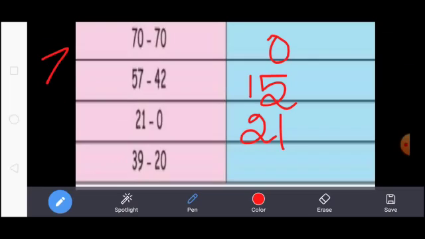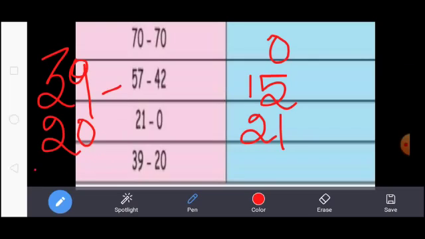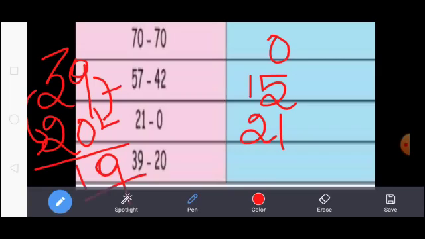Next one, 39 minus 20. First you do subtraction in ones place. 9 minus 0, 9. Next you do subtraction in tens place. 3 minus 2, 1. So answer 19. 39 minus 20 equal to 19.